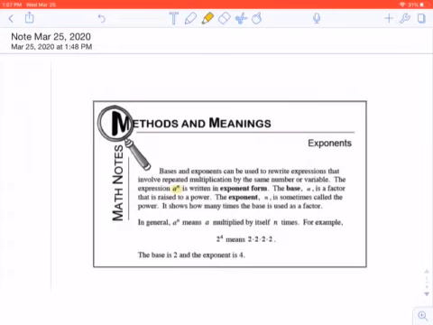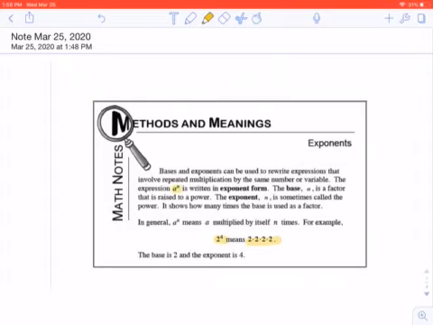The base, a, is a factor that is raised to a power. The exponent n is sometimes called the power. It shows how many times the base is used as a factor. So 2 to the fourth power means 2 times 2 times 2 times 2. So let's talk about how to put this in a calculator.